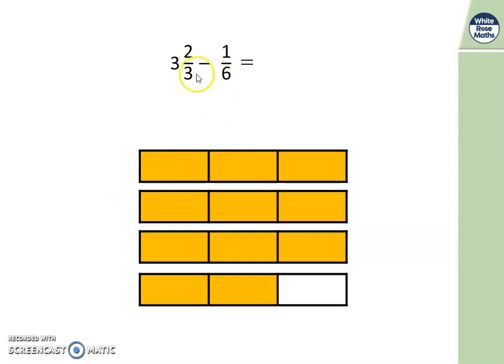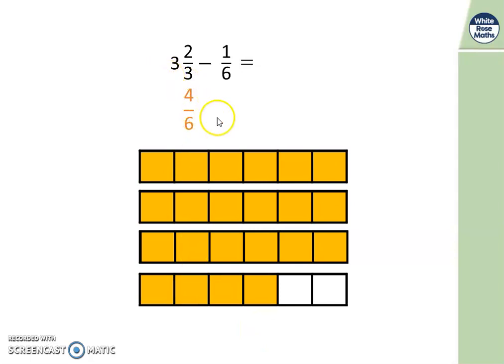You can see here that I've drawn each bar in thirds because we're using thirds, and I've got 1 whole bar, 2 whole bars, 3 whole bars and 2/3. I've got to subtract 1/6, so I need to change each of these into sixths by splitting each bar in half. So we end up with 2 pieces instead of 1 on each piece. Like that. Now you can see I've still got 3 whole bars and 4/6, which is what we've changed this into. 3 whole ones and 4/6.